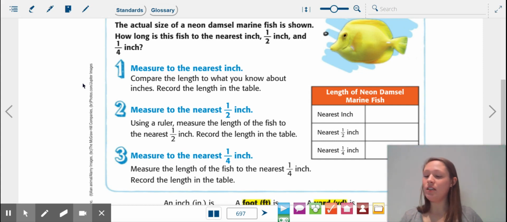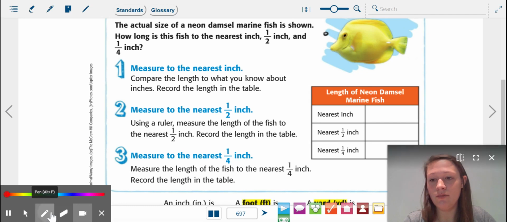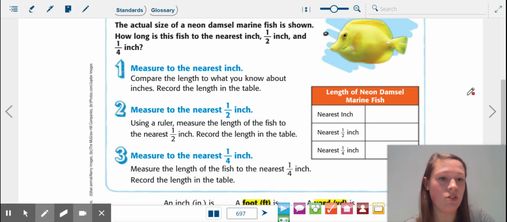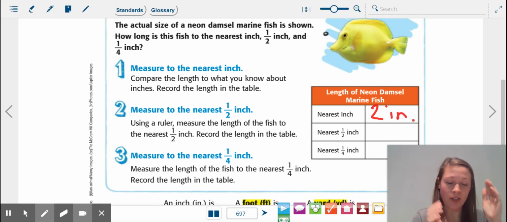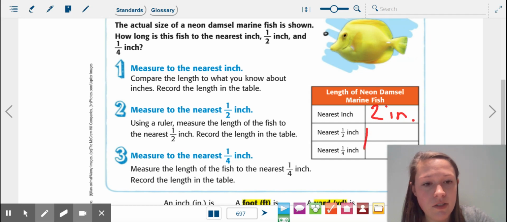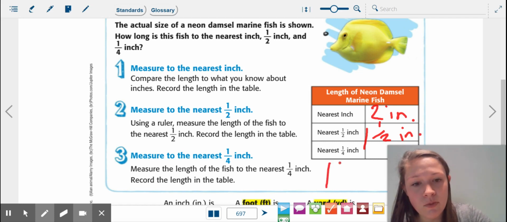Okay, so when you line up your fish with your ruler, you can see that to the nearest, not eraser, to the nearest inch, it's 2 inches. Line it up. It's closer to 2 inches than it is to 1 inch or 3 inches. Measuring to the nearest half inch, it's 1 1/2 inches. And to the nearest 1/4, it's 1 3/4 inches.